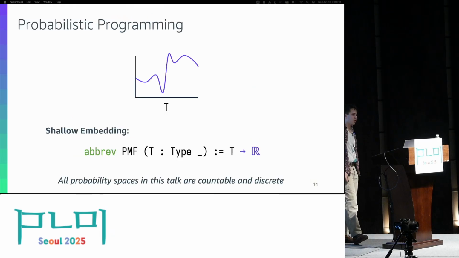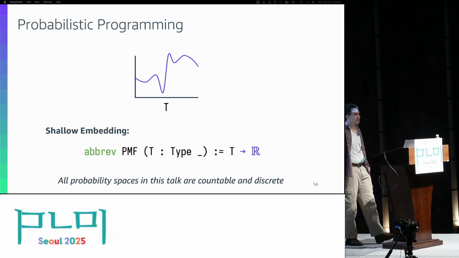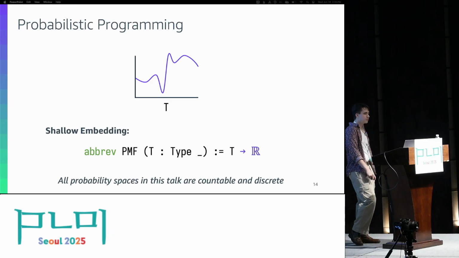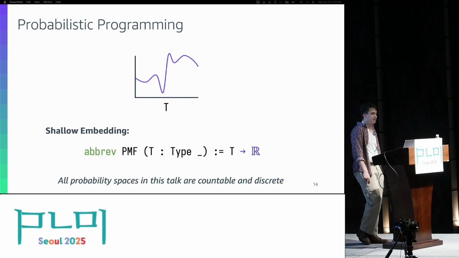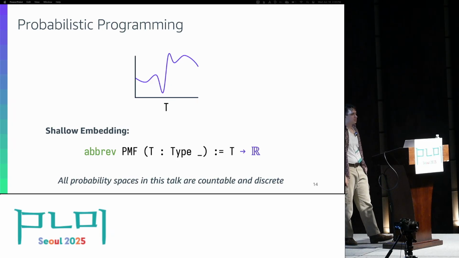A probabilistic program is one which, when executed, draws a sample from some probability distribution. There are many ways to represent these languages, but for us, we're going to use what's known as a shallow embedding into mass functions. This means that in Lean, we represent all of our probabilistic programs as Lean functions from a type to the real numbers. And this represents the probability of sampling any given point.